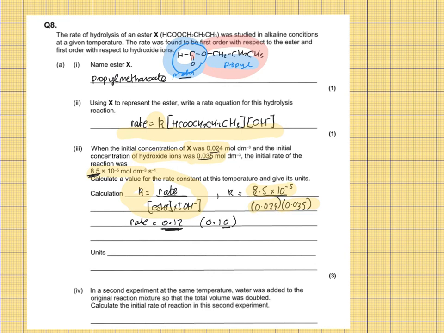Now let's look at the units for k. On the top is rate, and they've told us the units for rate are moles per dm cubed per second. And we've been given the units for concentration of x as moles per dm cubed, and the concentration of hydroxide ions is moles per dm cubed. That cancels out with that, that cancels out with that, and therefore there are units for k, but let's tidy it up. Moles to the plus 1, when it comes to the top, becomes moles to the minus 1. dm to the minus 3, when it comes to the top, is dm to the plus 3. Seconds to the minus 1.